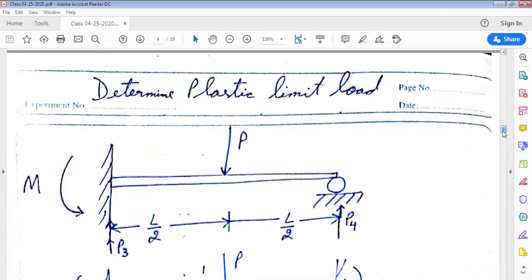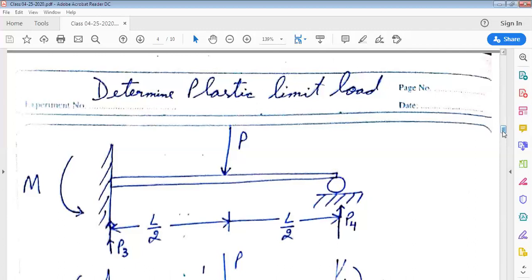Now, to find this, first of all, we need to solve the reactions of this particular structure. That means we want to find capital M, capital P3, and capital P4. Capital M is the moment at the left end of this beam. Capital P3 is the reaction at the left end, and capital P4 is the vertical reaction at the right end.